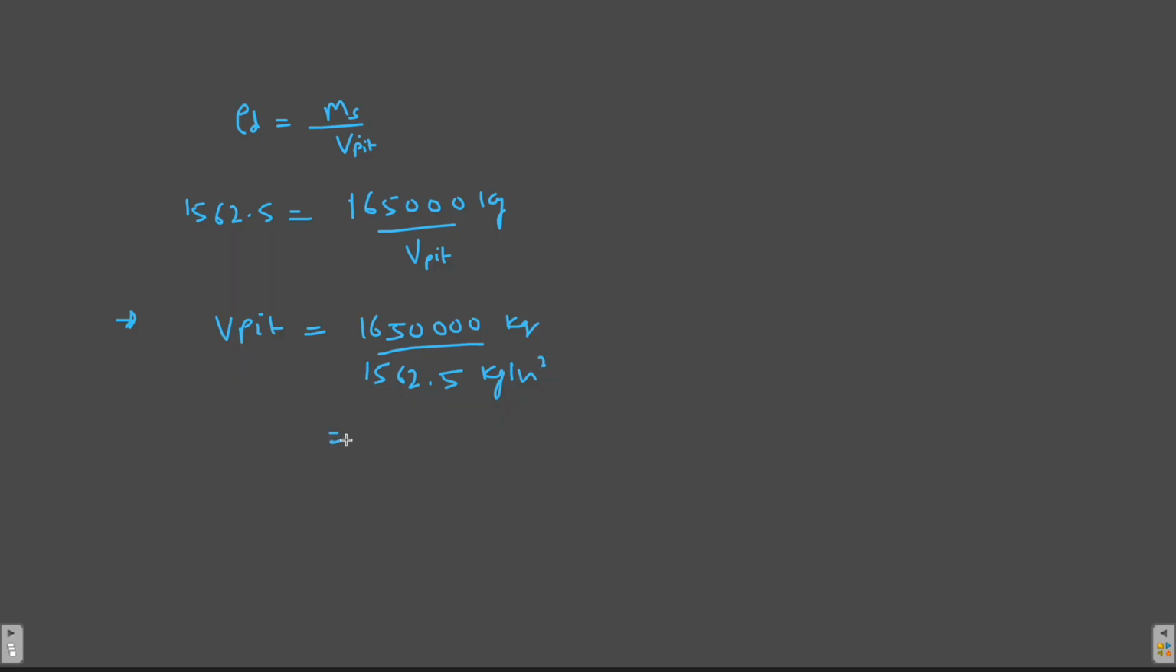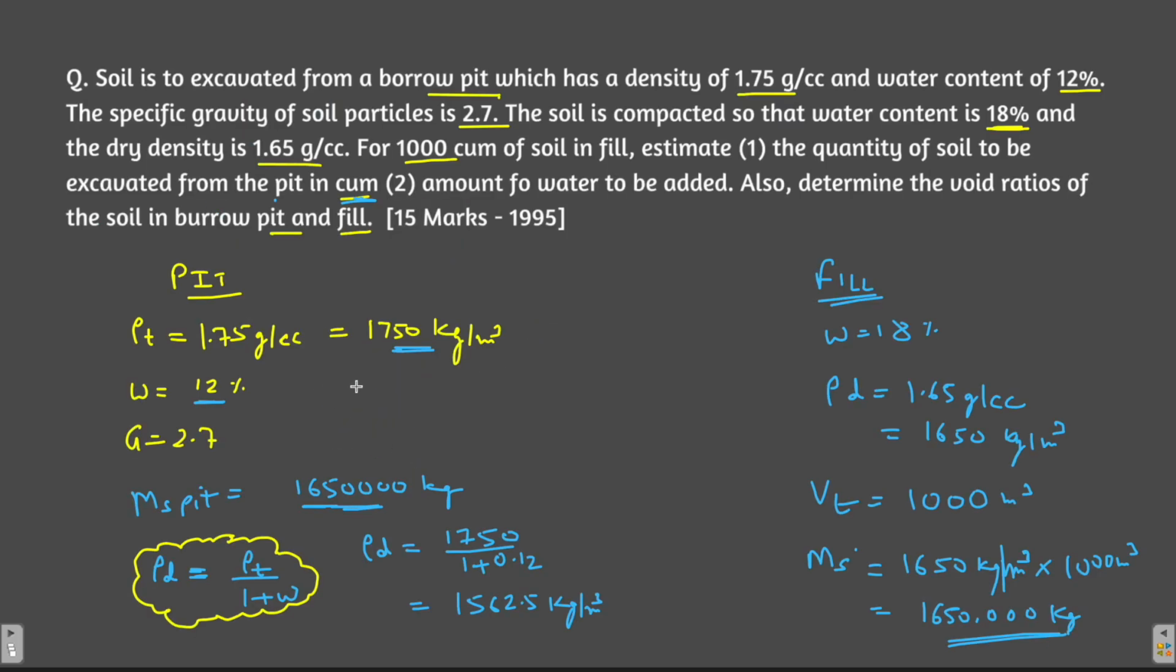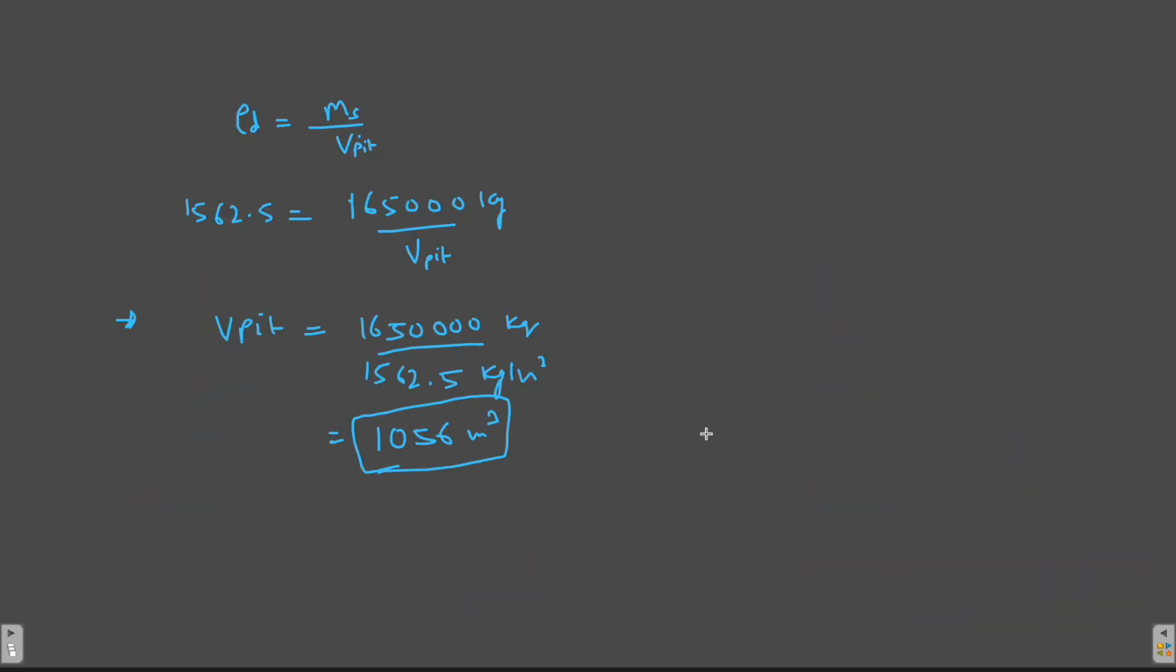So let me just solve it and tell you the answer. It's coming out to be 1056 meter cube. So this is the answer. 1056 meter cube is the volume of the soil from the pit which has to be extracted in order to make the fill 1000 meter cube. If this soil is extracted from the pit, you will get 1000 meter cube of soil in the fill.